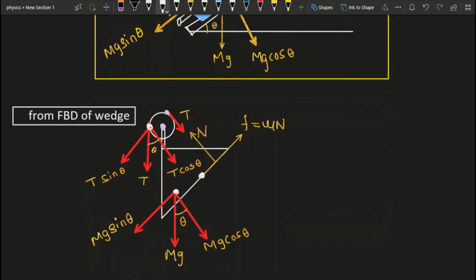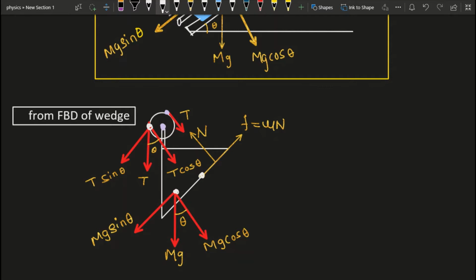Now see here, this is the point where the pulley is attached to the wedge, and the tension is acting in the downward direction. Again the tension is divided into two components, T cos theta and T sin theta at this point, and another tension is acting on the other side of the pulley, and it is acting opposite to the normal. And see here, again I have shown all the forces acting on the wedge of mass capital M. Now let us proceed to the solution.